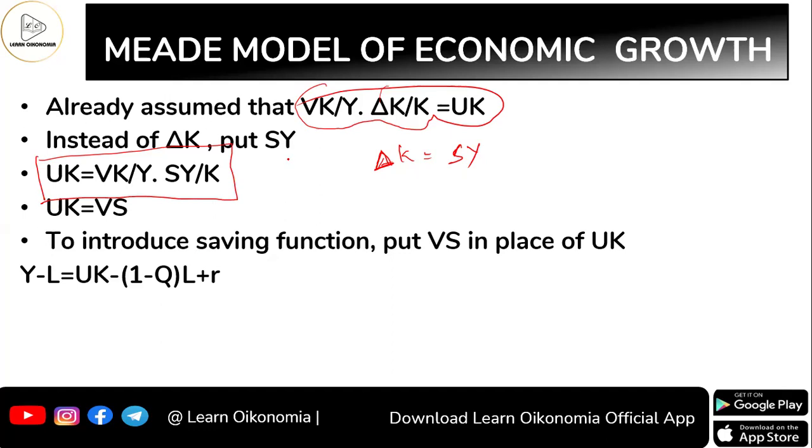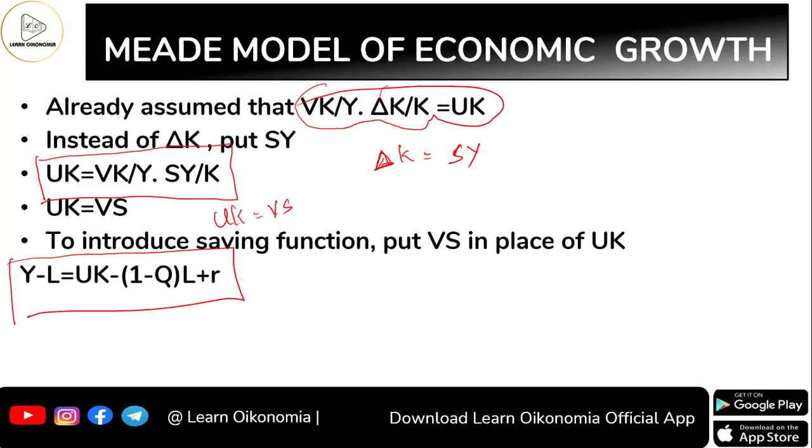Because you know that uk is something you're again putting like this. You're again introducing another important element here: uk is equal to vs. So to bring more related to saving function, you need to put vs in the place of uk. So the new equation would become this: y minus l is equal to uk minus 1 minus q times l plus r. So this would be the new equation here.